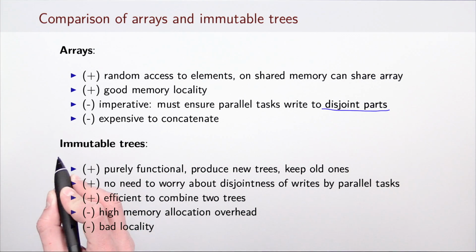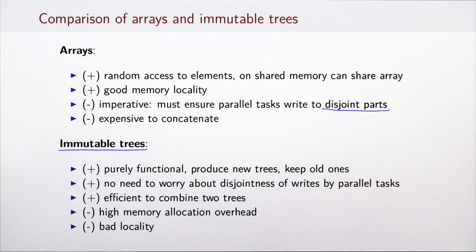It is interesting to compare the properties of arrays with the properties of immutable trees. In this approach, we have seen that we produce new trees as the result of operations such as map, and we keep the old ones. That means that we can continue using the old versions of data, which is useful for many applications. Moreover, because operations such as map produce new trees, it is easier to ensure that they do not write to the same parts of memory as some other operation that's executing in parallel.